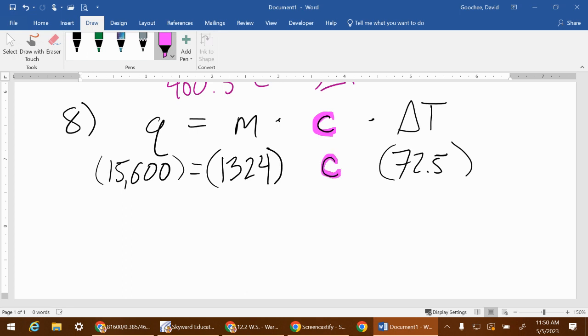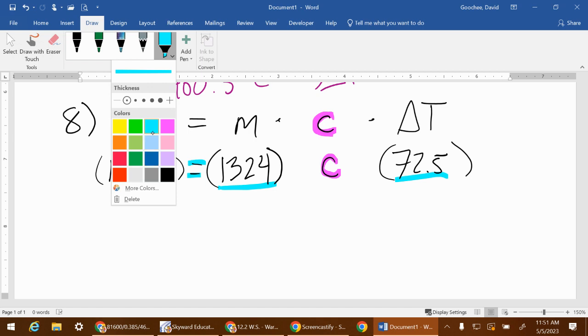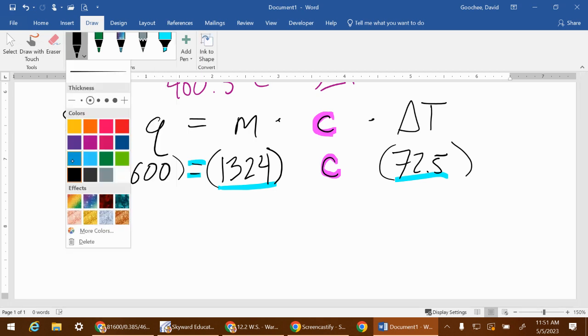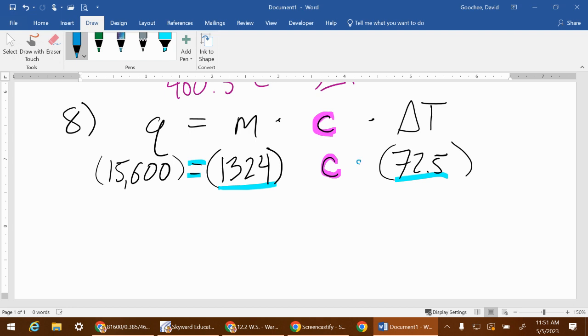Now, this is, again, an algebra problem. We have to get the specific heat, C, by itself, which means we have to get rid of these values over here. We have to cancel them out. The way we do it is simple. The specific heat is being multiplied by 72.5, so we must divide both sides by 72.5. And it's also being multiplied by 1,324, so we must divide both sides by 1,324.